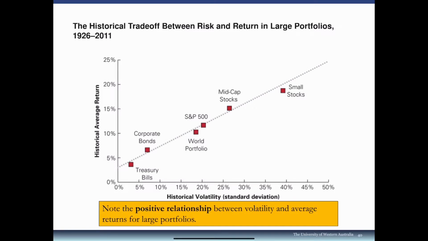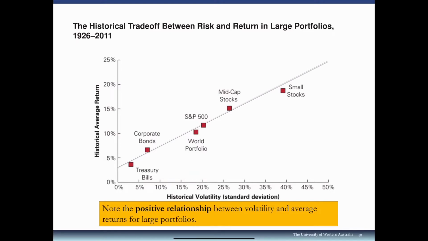You note that there's a positive relationship between volatility or standard deviation and the average returns for large portfolios. So these are all portfolios. Treasury bills are portfolios, corporate bonds are a portfolio of different corporate bonds, and the S&P 500 would be a portfolio investing in 500 different companies, and the composition changes every now and then, right? And it's the same for small stocks, that's just a portfolio of small stocks. All these are synthetic portfolios.